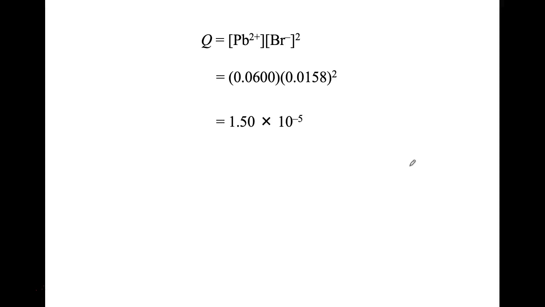Okay, here we go. I'm going to write down Q equals the lead times the bromide squared. And now I have my new concentration to put in. I get that for a value. And in this case, Q is greater than KSP, so a precipitate will form. Hope you got it right.